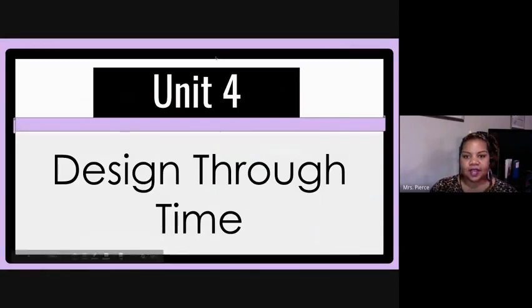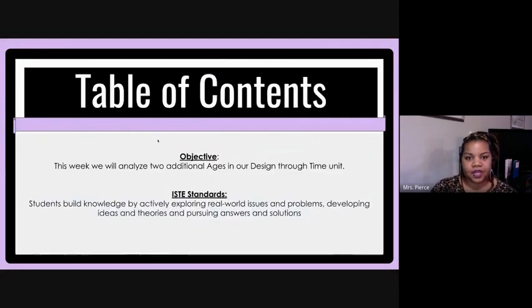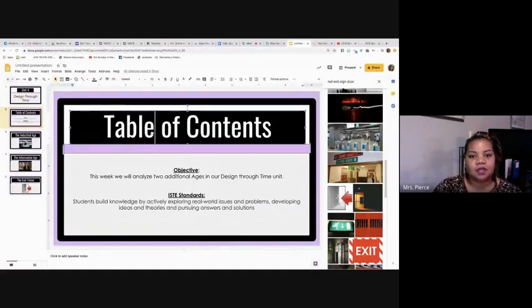Design through time. So here's our table of contents, basically what we're going to be doing today. This week we will analyze 2 additional ages in our design through time unit, which is going to be the ISTE standards. Okay, this is not a table of contents. I can't pretend like it is.